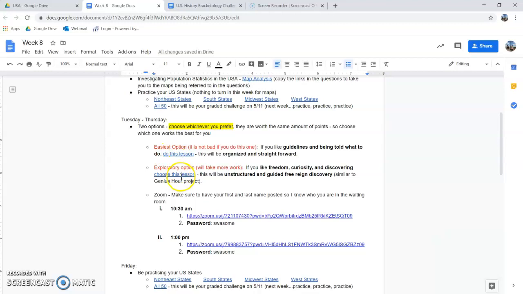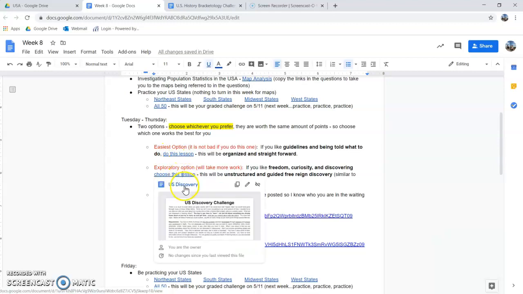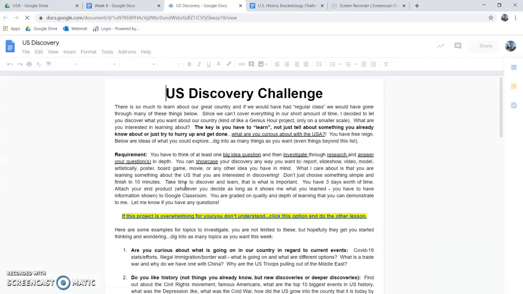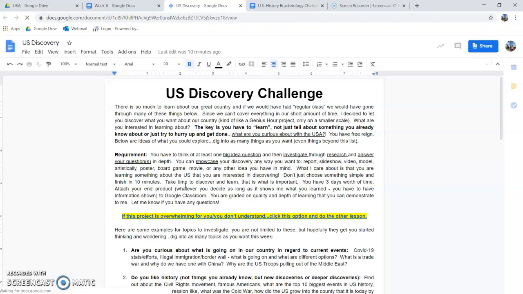This one you have to think about: what are you curious about with the United States? Kind of like a genius hour, where you get to decide what is something that you want to find out more about, and then you have to dig into it and research it. It's not things you already know. It's something to dig deeper into. And that's what I go through here and talk about too. This is where the key is to learn, not just to get done. So what are you really curious about?